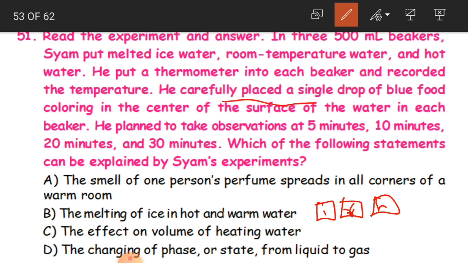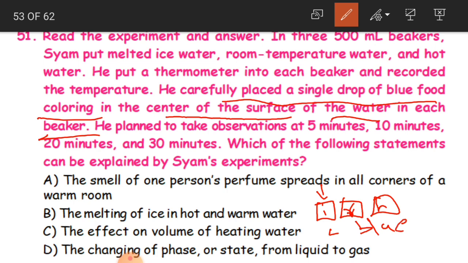He carefully placed a single drop of blue food coloring in the center of the surface of the water in each beaker. What did he do? He just poured one drop of blue food color. In the sense, he wanted to color the water. For every beaker he placed a single drop of blue color. And he planned to take observations at 5 minutes, 10 minutes, 20 minutes and 30 minutes.